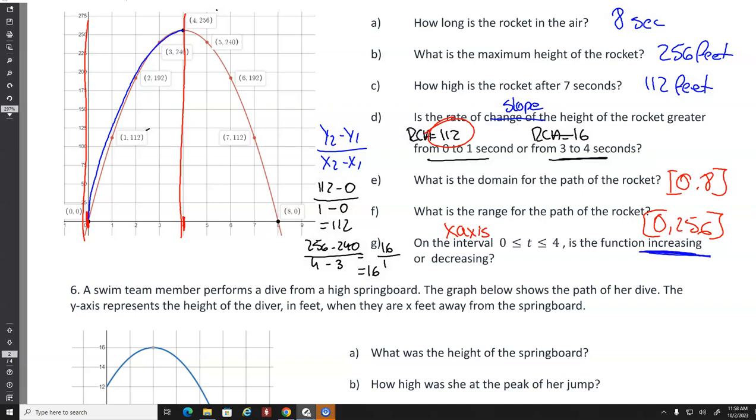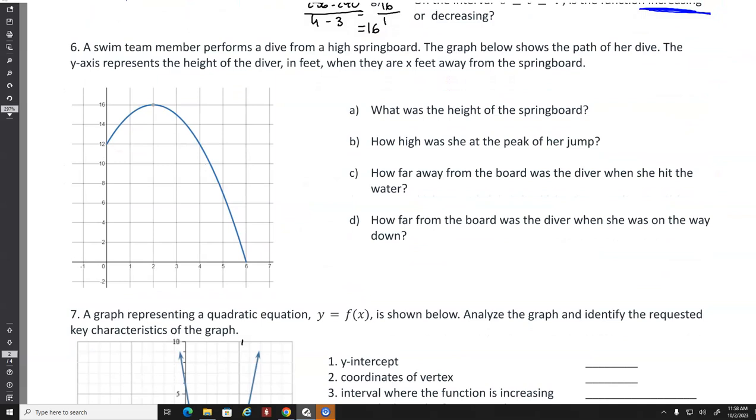All right. Moving on. A swim team member performs a dive from a high springboard. So this is where it starts. This is the springboard. The graph below shows the path of her dive. The y-axis represents the height of the diver in feet, and the x-axis represents the distance away from the board in feet. So both of them are in feet. There is no time or seconds.